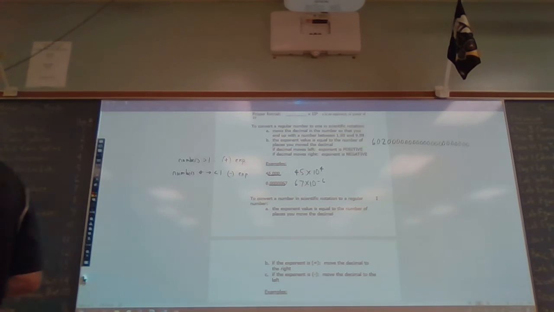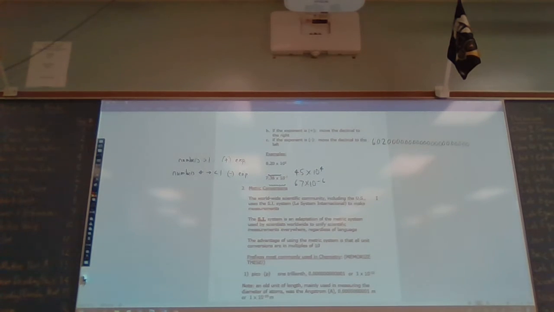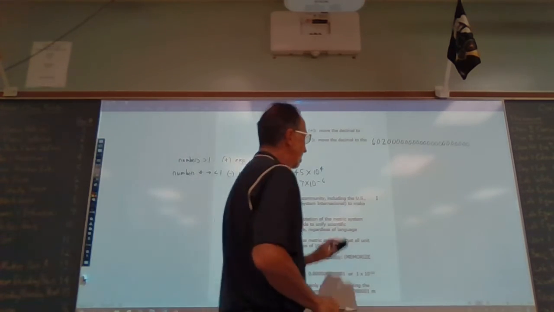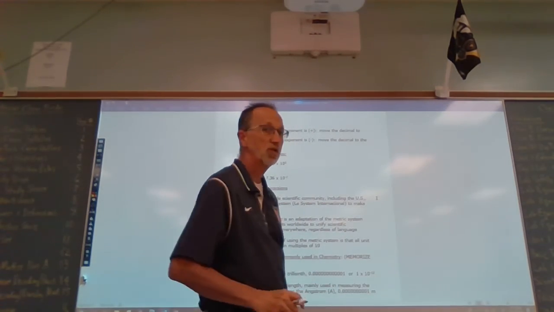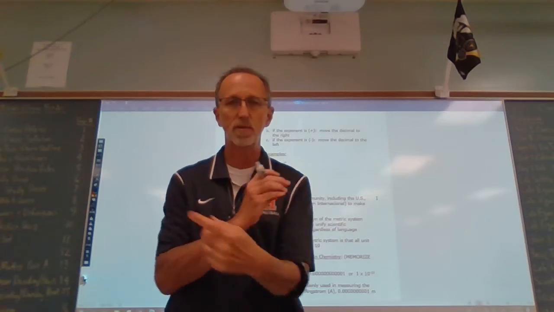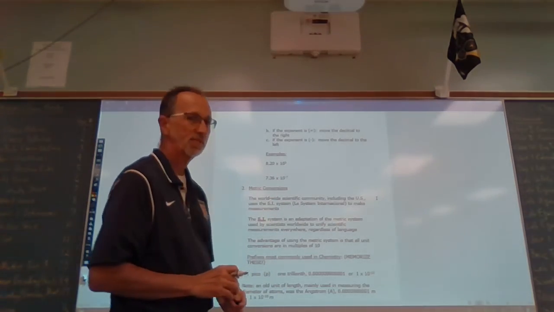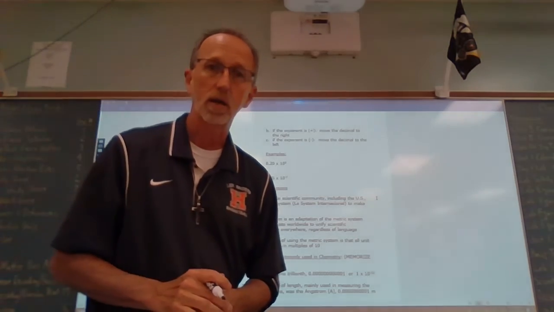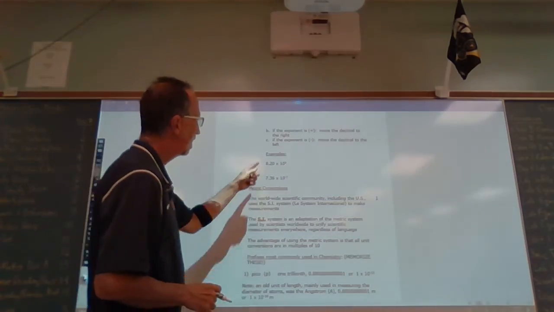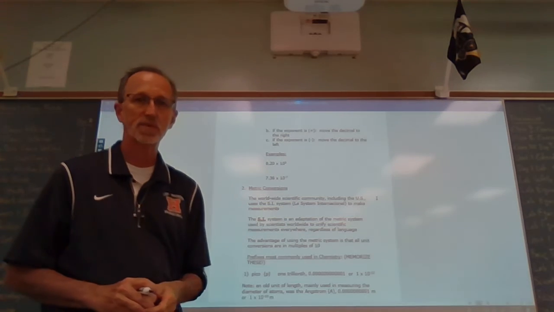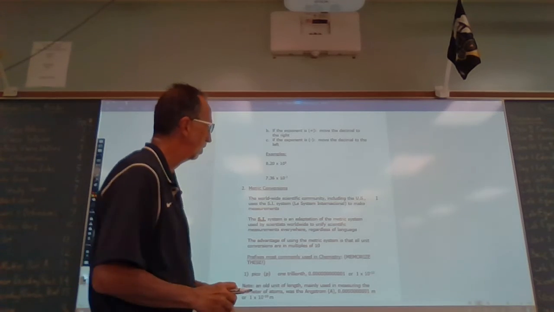Let me raise this up. If the exponent is positive, then you move the decimal to the right. All right, so now we just flipped it around. Everything's backwards. If the exponent is positive, you move the decimal to the right, meaning you're making the number bigger, because positive exponent numbers are big numbers. Right? If the exponent is negative, we're going to move the decimal to the left, which is going to make that number smaller, which is exactly as it should be.